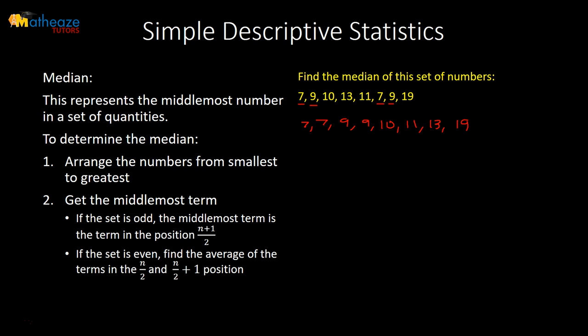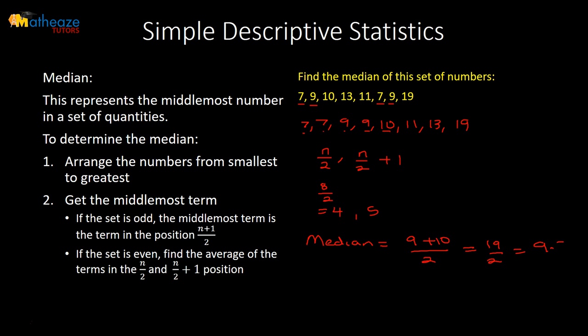So the way it's going to work is, we have 8 terms, so the median is going to be the average of the terms in the n over 2 and n over 2 plus 1 positions. So we have 8 over 2, which is 4, and 5. So we're looking at the terms in the 4th and 5th positions. So we have 1, 2, 3, 4, and 5th. So median is 9 plus 10 over 2, which is 19 over 2, which we can simplify as 9.5. So that's the median of this distribution.